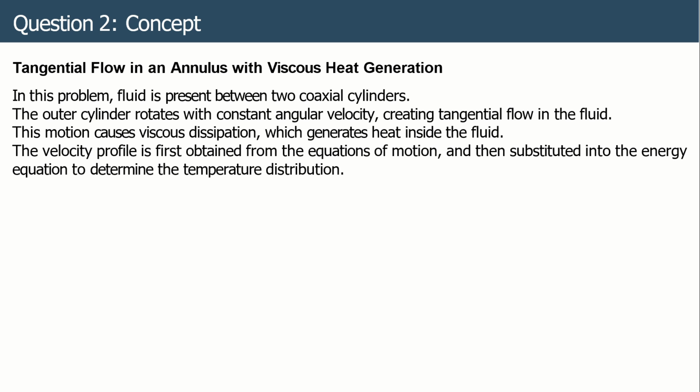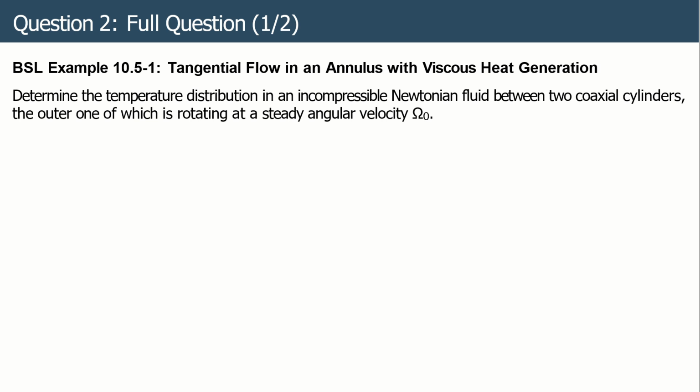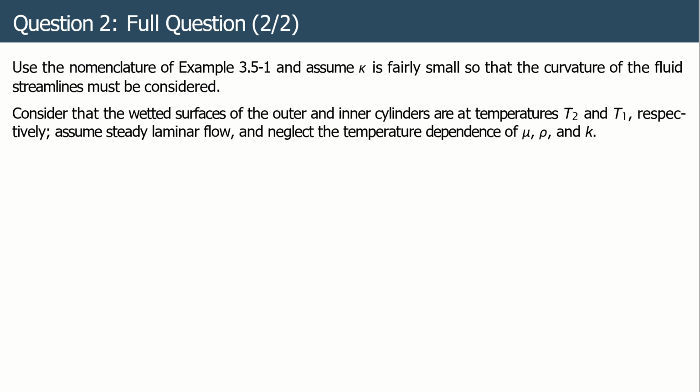The velocity profile is first obtained from the equations of motion and then substituted into the energy equation to determine the temperature distribution. That is what we have in this problem, and that is what we are going to do in this problem. After that, we have the statement for the question. We need to determine the temperature distribution in an incompressible Newtonian fluid between two coaxial cylinders, the outer one of which is rotating at a steady angular velocity of omega naught, and these are some of the given conditions.